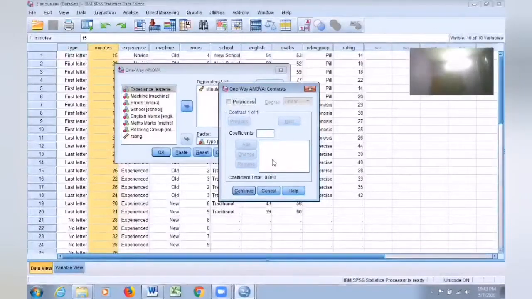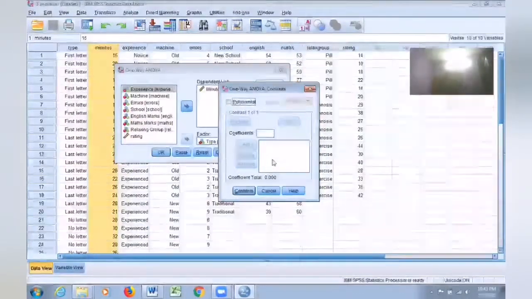How? Those who received the first letter and those who received the last letter will be combined into a single group. I want to check this group against the third group, that means the group which did not get any hint. So I want to compare these two groups. So this is planned. Before doing the comparison, I can plan which two groups are to be compared. So I have planned now.